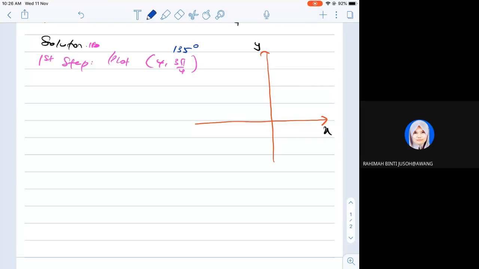Now 135 degrees ni dekat mana? Which quadrant? Is it first quadrant? Ini quadrant 1. Yes, quadrant 1, quadrant 2, third quadrant, and quadrant 4. Okay, ada 4 quadrants. So 135, of course lah, somewhere in the second quadrant, right? So now 135 degrees. So kita pun buat lah.